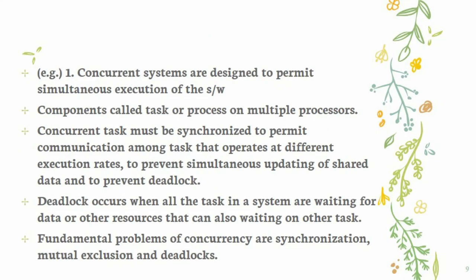For example, concurrent systems are designed to permit simultaneous execution of the software components called tasks or processes on multiprocessors. Concurrent tasks must be synchronized to permit communication among tasks that operate at different execution rates, to prevent simultaneous updating of shared data and to prevent deadlock. Deadlock occurs when all the tasks in a system are waiting for data or other resources that are also waiting on other tasks. Fundamental problems of concurrency are synchronization, mutual exclusion and deadlocks.